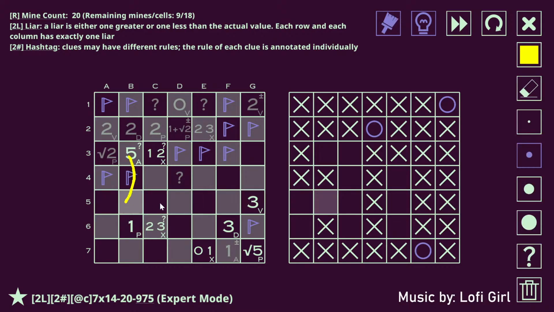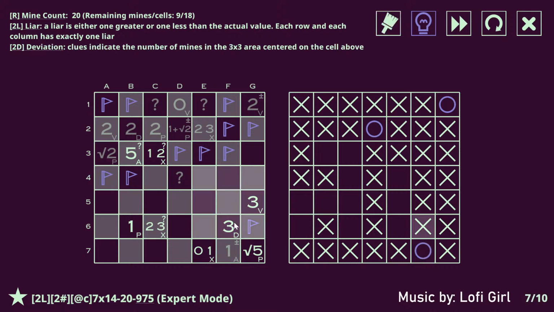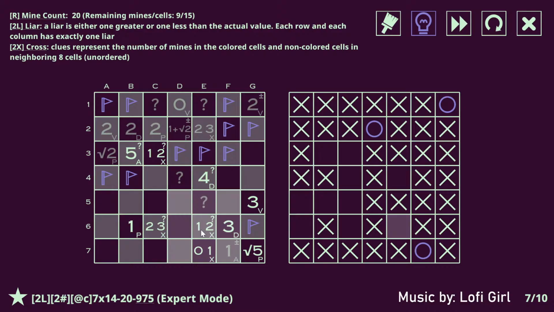One of these are liars. I wonder what that means. Oh, also, these 2 3s are referring to the same set plus a bit. So these are all empty. That's helpful. 4 deviation, no idea. 1, 2. Oh, we know there's 1 mine here.